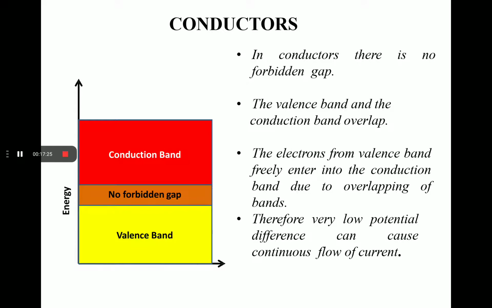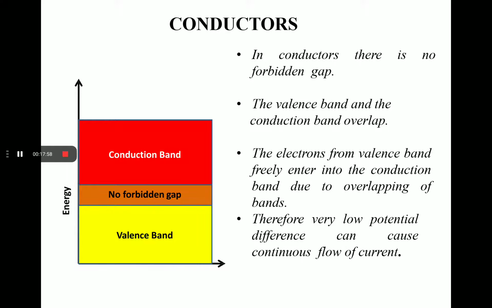When we consider the energy band diagram of a conductor, there is no forbidden energy gap. The valence band and the conduction band overlap. So the electrons from the valence band freely enter the conduction band due to the overlapping of bands. Therefore, a very low potential difference can cause continuous flow of current. That is why conductors can produce flow of current.